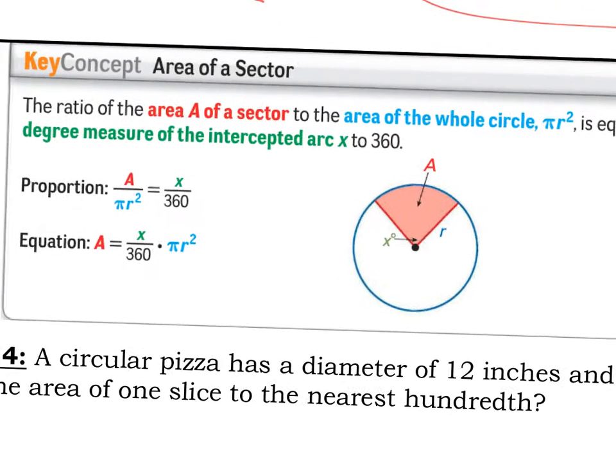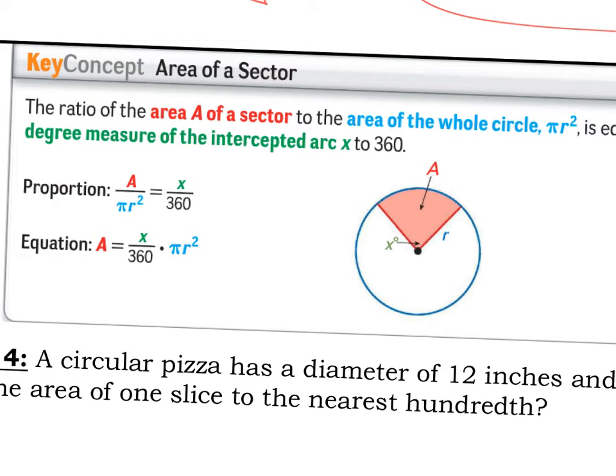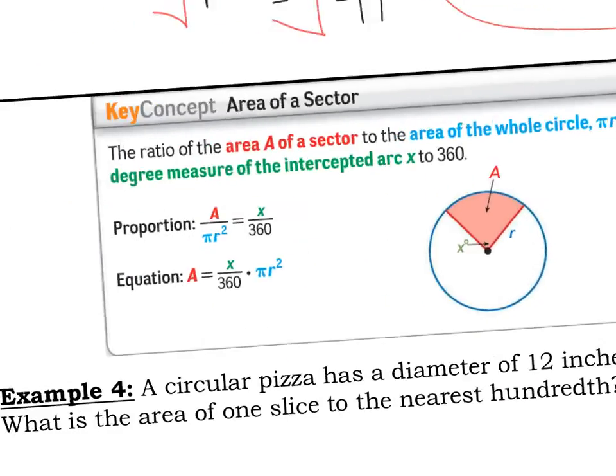So now I'm going to do area of a sector. Before, we did length of a sector or arc length, and you did the degree over 360 times the circumference. Now you're doing the degree over 360 times the area, because it's the area of the sector, everything in the red.